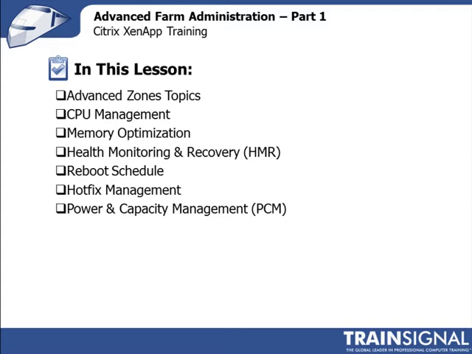So we're going to talk about CPU management, we're going to talk about memory optimization, and we're also going to talk about health monitoring and recovery, HMR. So what that allows you to do, and I don't necessarily agree with how Citrix has implemented this, is a method by which Citrix runs internal tests against some important services, some important functions within the XenApp server to determine if these services are still functioning, if they're still delivering services to the users. And if they're not, what recovery actions you can take against these services to bring them back into a fully functional state.